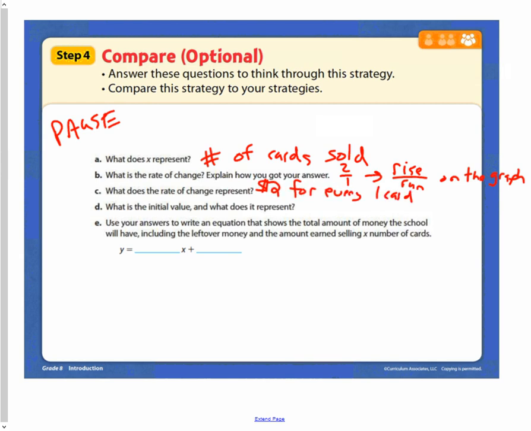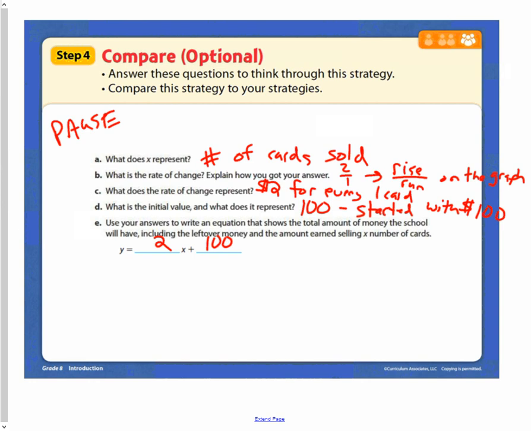All right, D, what is the initial value and what does it represent? It was at 100, and that means they started with $100. And use your answers to write the equation that shows the amount of money the school will have, including the leftover money and the amount. So we said 2x plus 100. y equals 2x plus 100 was our equation. So that breaks it down a little bit more for you.